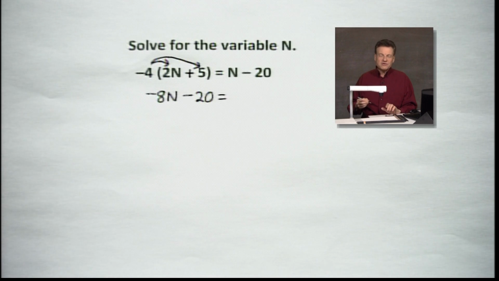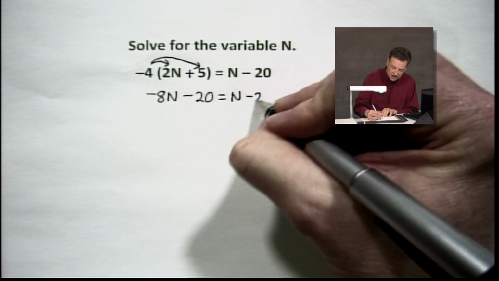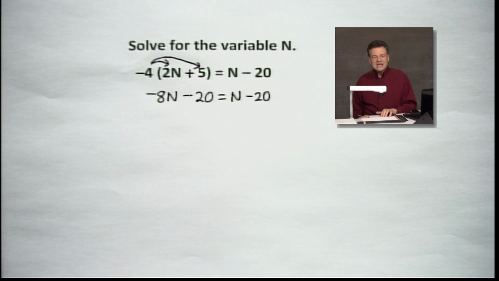And we look on the other side and we say, n minus 20? You have to wait for another step. Wait your turn, it'll come sooner or later. So as we have it there, looks good so far.